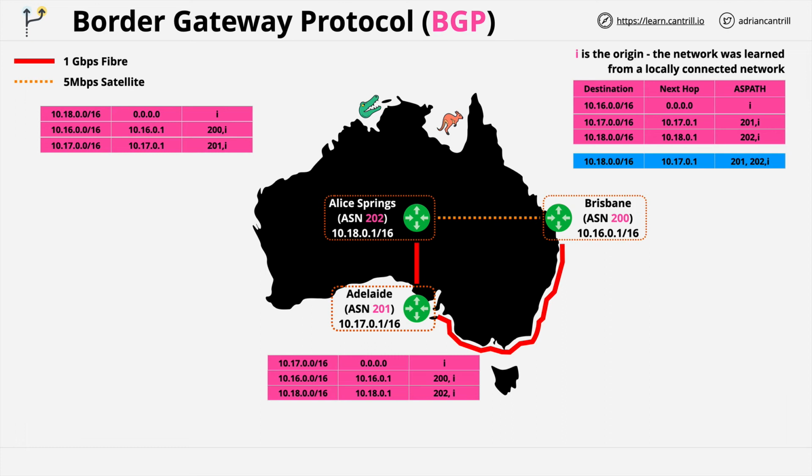And so if we used this route table entry, the traffic would go first to Adelaide and then be forwarded on to Alice Springs. Likewise, Adelaide is aware of Brisbane, and so it will advertise that to Alice Springs, prepending its own AS number onto the AS path. So notice how this new route on the Alice Springs route table, the one for 10.16.0.0/16, is going via Adelaide, so 10.17.0.1. The AS path is 201, which is Adelaide, 200, which is Brisbane, and then the origin.